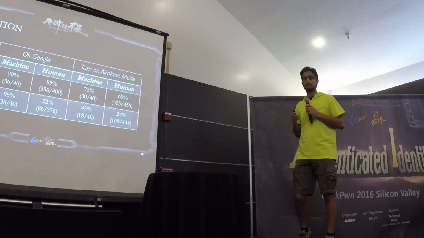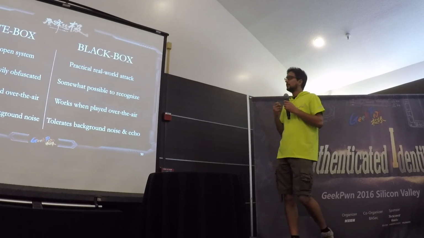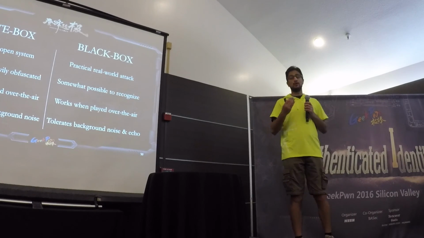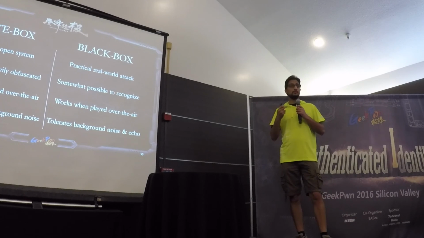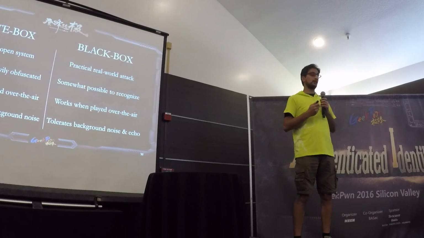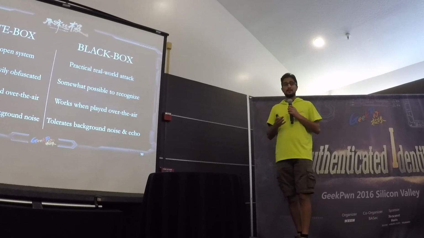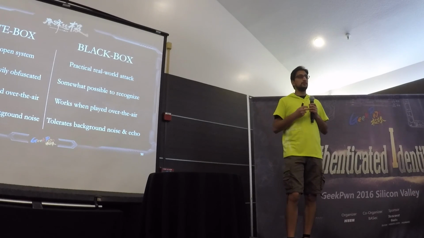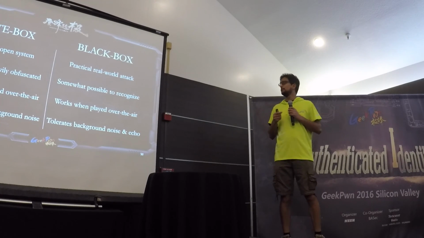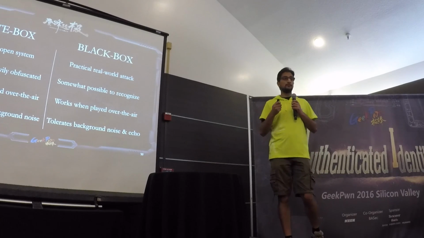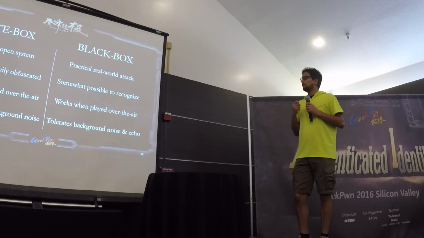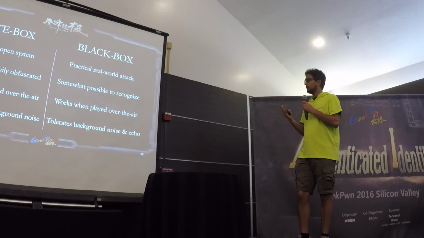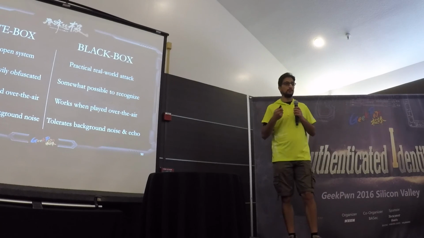So to summarize the attacks, white box attacks an open system, assuming the adversary has full knowledge of the system and model, whereas black box is a practical real-world attack that can be done against black box speech recognition models. For white box, commands are heavily obfuscated, as you've heard, and in black box, somewhat easier to recognize because of the trade-off of having the black box assumptions. White box and black box both work when played over the air. White box doesn't tolerate any background noise and must be in an echo-free room, whereas black box tolerates background noise and also echo.